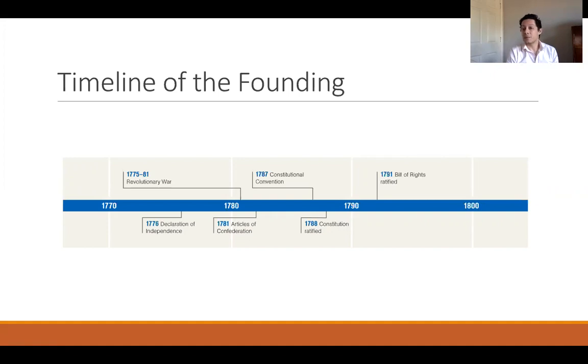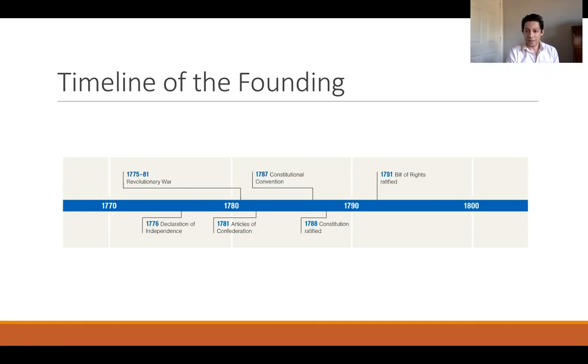1781, independence is formally won, and the first governing document under which the United States operates, the Articles of Confederation, is established in 1781. Due to a plethora of problems that were caused by the Articles of Confederation, the Constitutional Convention was called in 1787, and the current document under which we operate, in its original form, was produced. In 1791, the first 10 amendments of the Constitution were written and ratified.